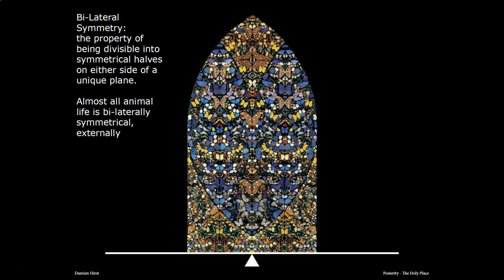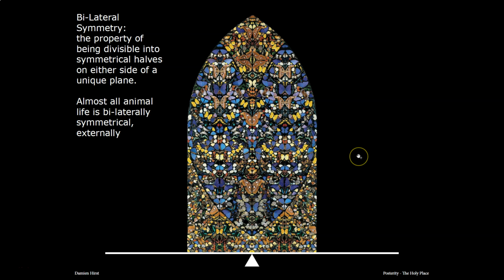If you look at this Posterity, the Holy Place, it's a collage by the artist Damien Hirst, and he's using butterflies throughout it. So he's mimicking the look of a stained glass window. You see this a lot in religious art. And what he's using to make the image are butterflies. And obviously he's using butterflies because they're perfectly bilaterally symmetrical and they just have these really beautiful patterns on them anyways.